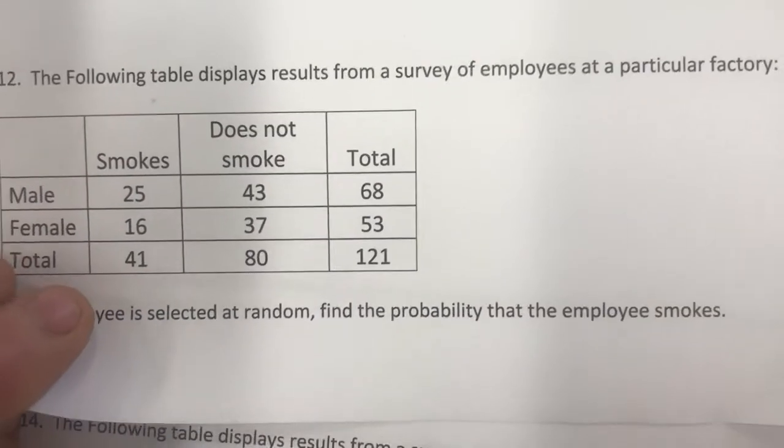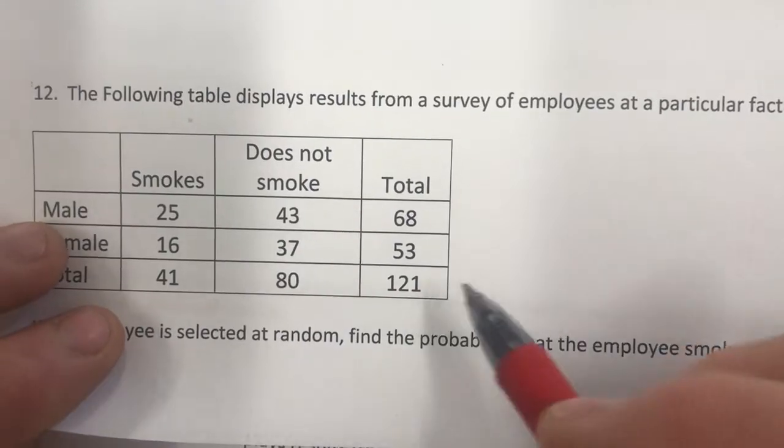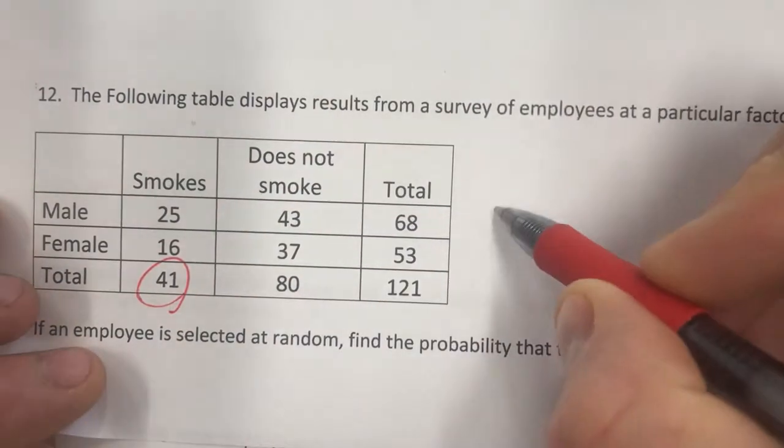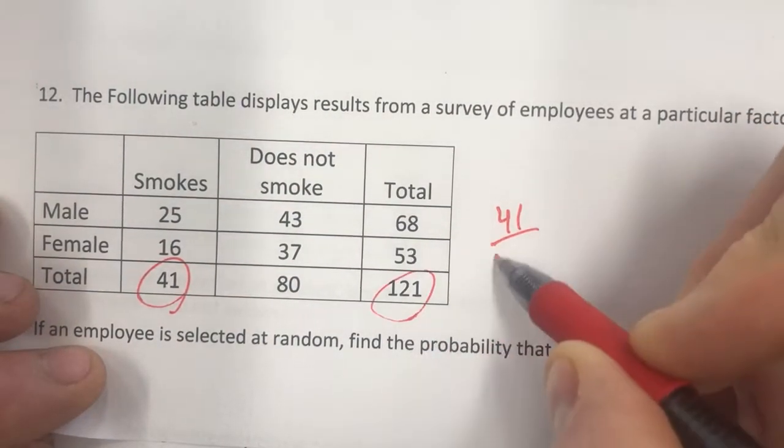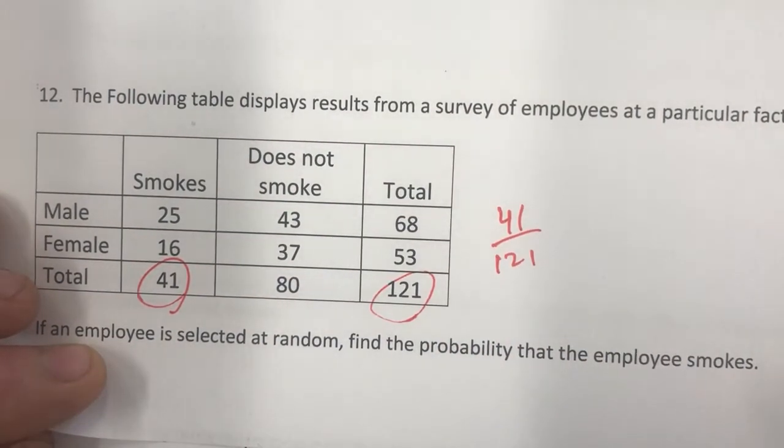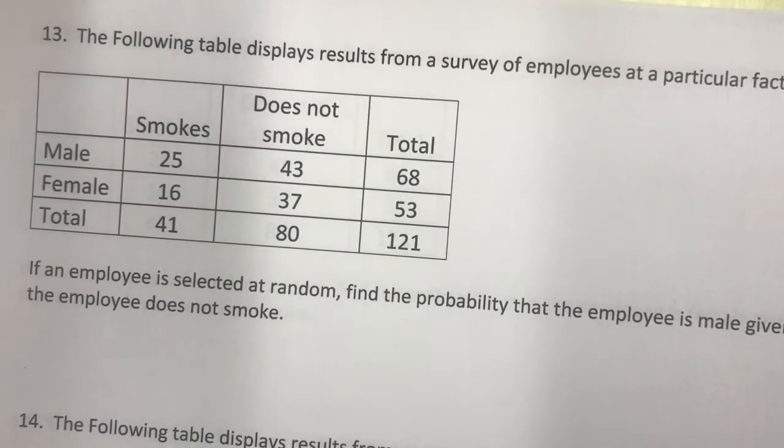See on this one, it says find the probability that the employee smokes. So smokes right there, there's 41 that smoke out of 121 total. Okay, now switching to this, here's some conditional ones.